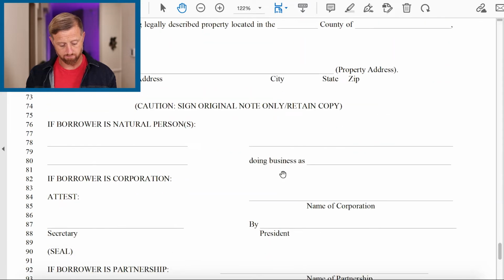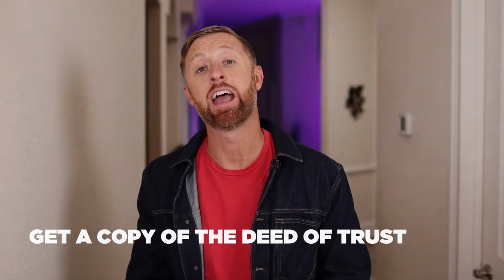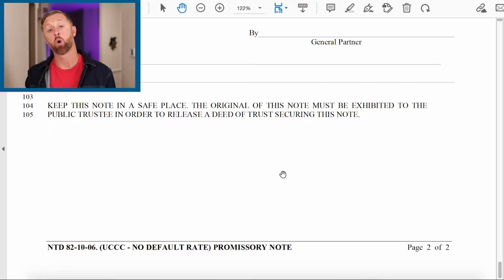And then basically what you want to do is you want to get a copy of this deed of trust and you want to make sure your lender gets the actual original document after you record this. You want to record this with the county recorder because if you don't record it, no one's going to know that there's actually a lien on the property. So that's huge for a lender.